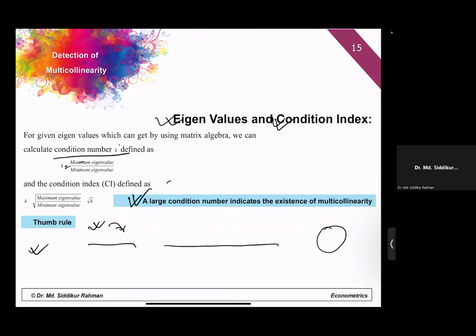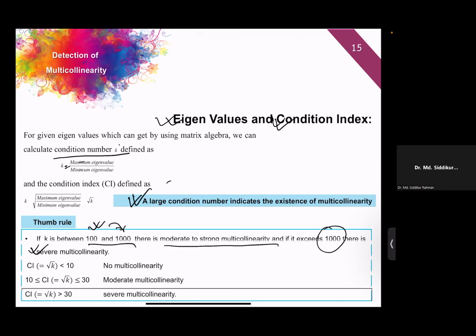Here you are using the condition number. Can somebody repeat the rule of thumb for the condition number? If the condition number is between 100 and 1000, there is moderate to strong multicollinearity, and if it exceeds 1000, it becomes severe multicollinearity. Exactly. You can use the condition number to detect a multicollinearity problem in your data set.